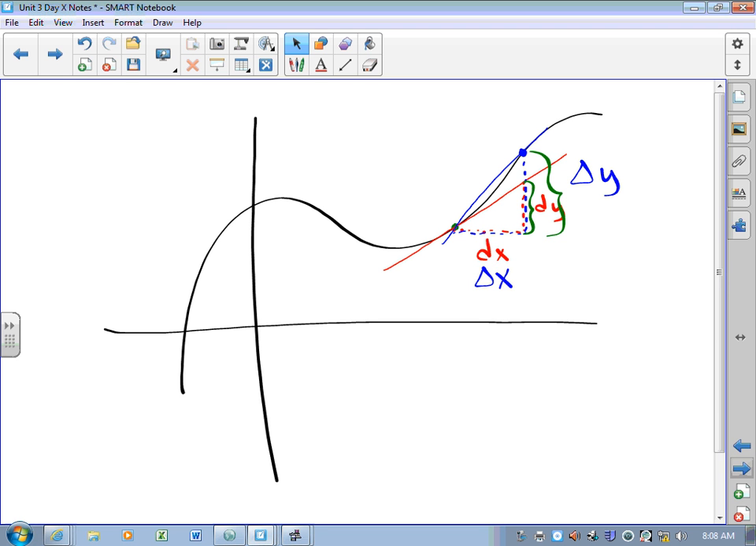But what we want to start thinking about going forward, long term, is that the tangent line in small intervals around a point of interest does a decent job of approximating delta y with dy, which is very useful in situations where dy is easier to find than delta y.